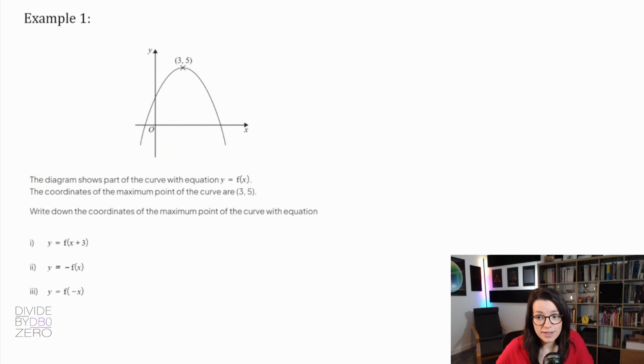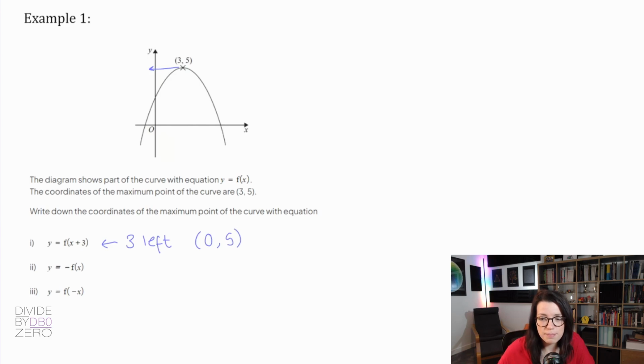Example 1, we've got a diagram here showing part of a curve with equation y equals f of x, and the coordinates of the maximum point are 3, 5. We want to write down the coordinates of the maximum point of the curve with equation, first of all, y equals f of x plus 3, x plus 3 inside the brackets. So this looks like a horizontal change, and that always acts in the opposite way to what you think. So a plus 3 is actually going to move the graph left 3. If you think about that in terms of the coordinate, that's going to go to 0, 5.